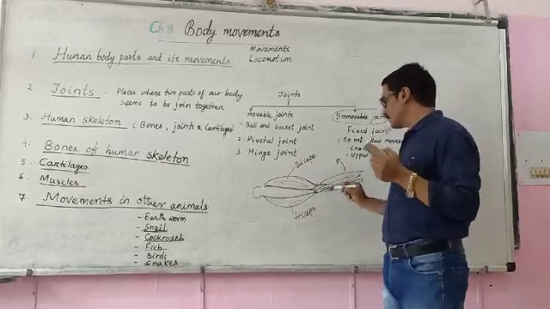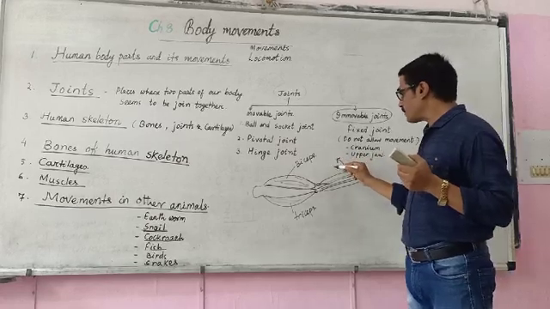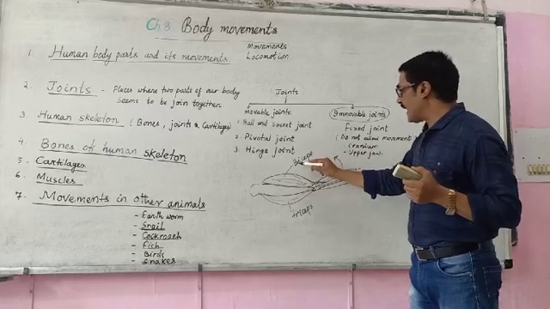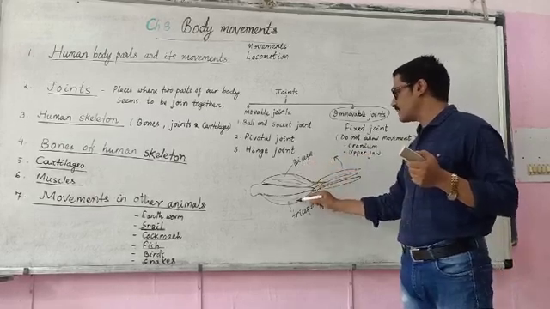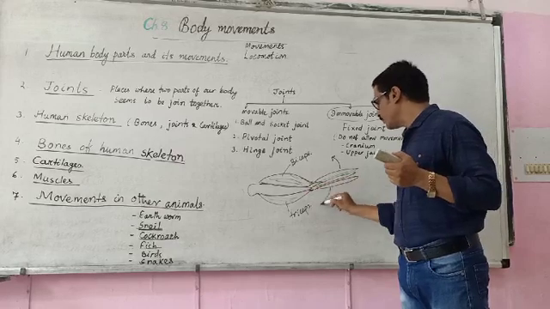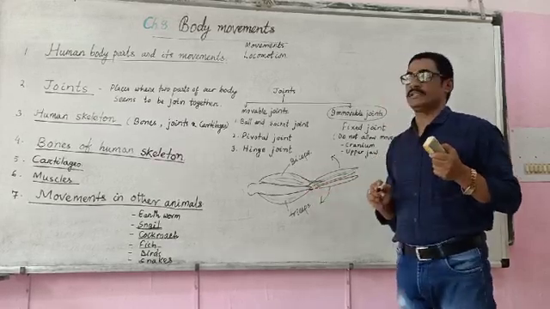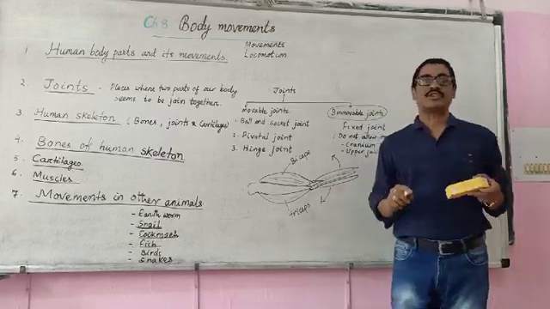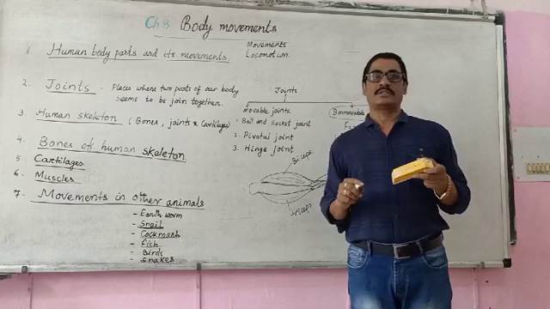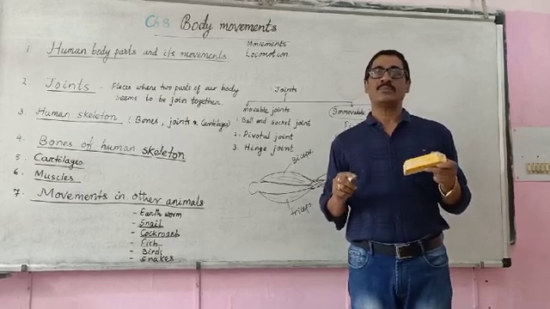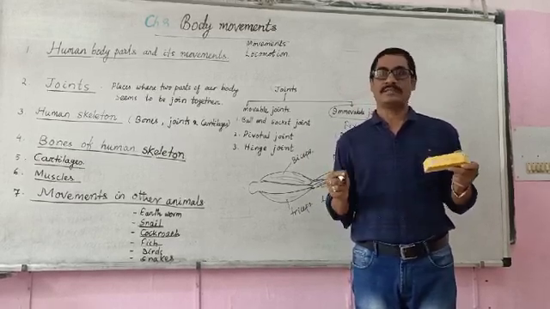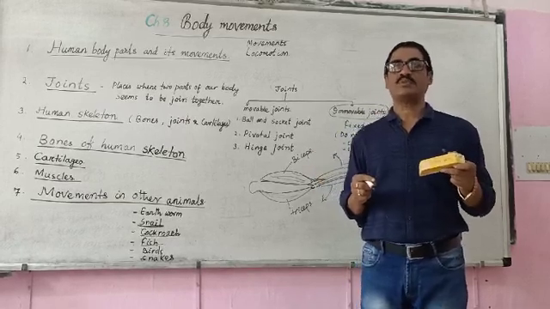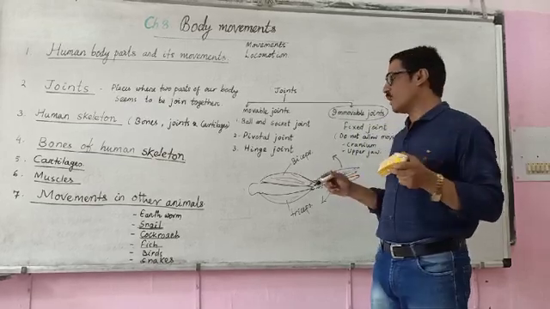So when you extend your arm, this type of phenomenon takes place. Alternately, when the biceps relaxes, the triceps contracts, and it pulls the bone in the opposite direction. In this way, all the body parts move due to contraction and relaxation of the muscles. Muscles only pull the bone. They never push. Due to alternate contraction and relaxation of the muscles, our different body parts move, and muscles always work in pairs.